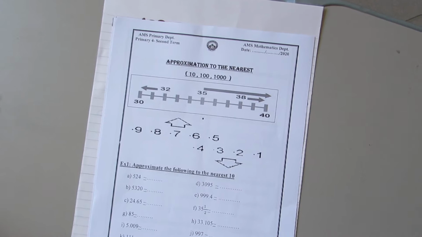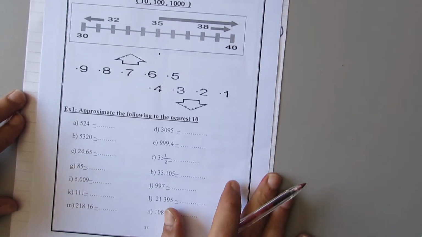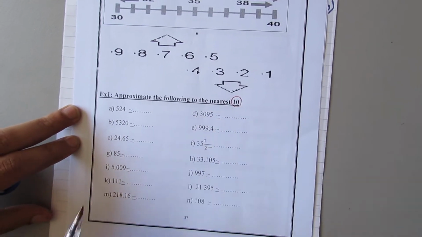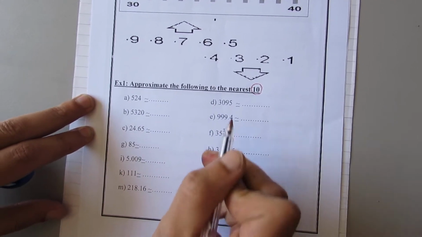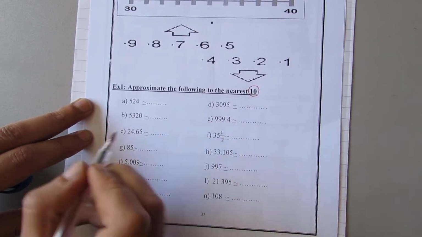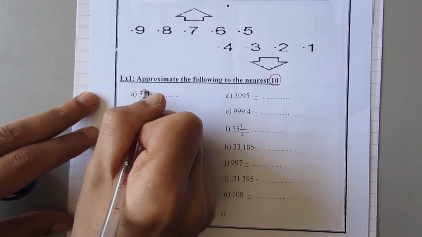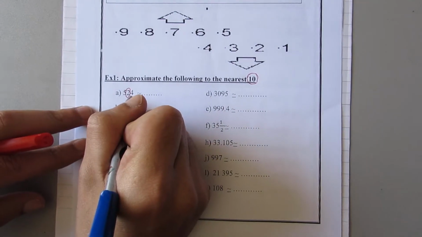We want to approximate to the nearest 10. So to approximate to the nearest 10, I have to determine the position of the digit 10. So here is unit and here is 10. I'm gonna circle the number in the 10th digit and underline the following digit.